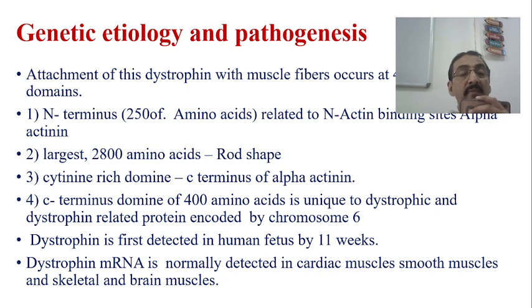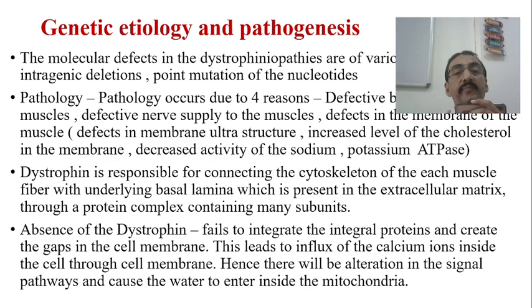Dystrophin is first detected in the human fetus at the 11th week. Dystrophin mRNA is normally detected in cardiac muscle, skeletal muscle, and brain. The molecular defects in the dystrophinopathies are of various types, like intragenic deletions and point mutations of the nucleotides. The pathology occurs due to four reasons.